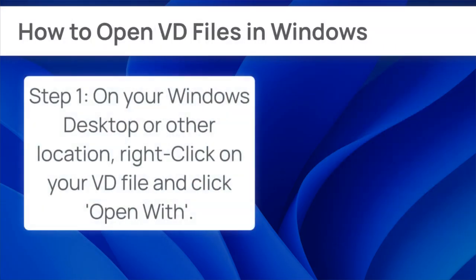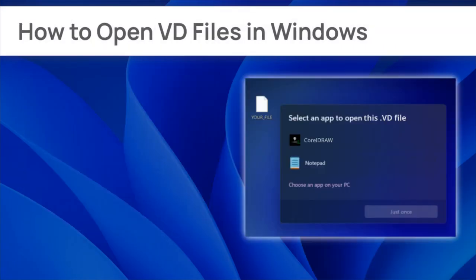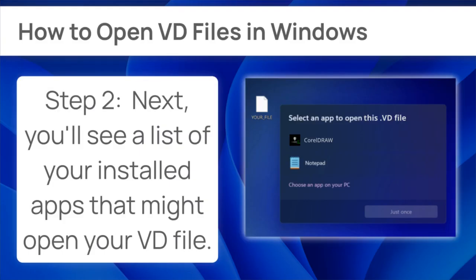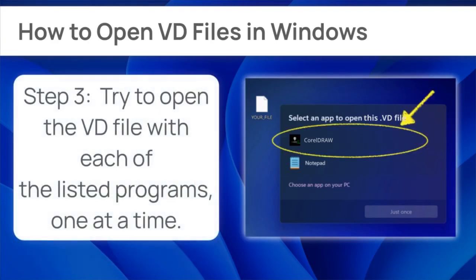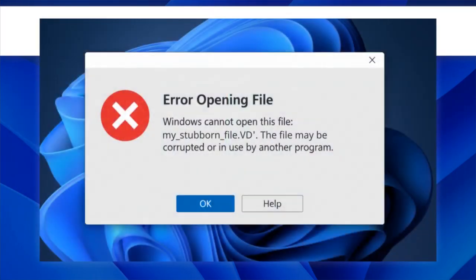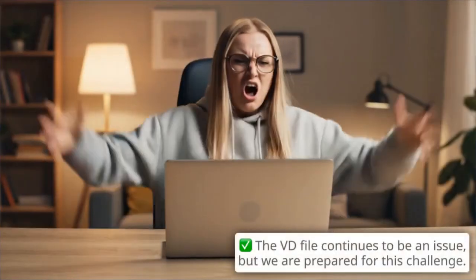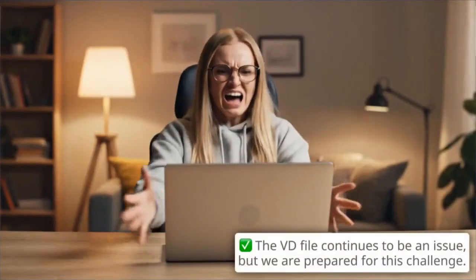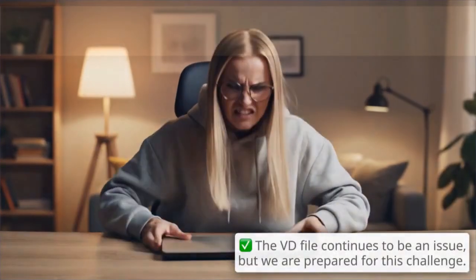To start the process, right-click your VD file and select Open With. If you have CorelDRAW installed, test that first. If not, try another option. You need to systematically check compatibility. If your VD file is not opening yet, that is normal. We're skipping the panic and focusing on the facts. Let's quickly review the common technical reasons your system is reporting this specific VD error.